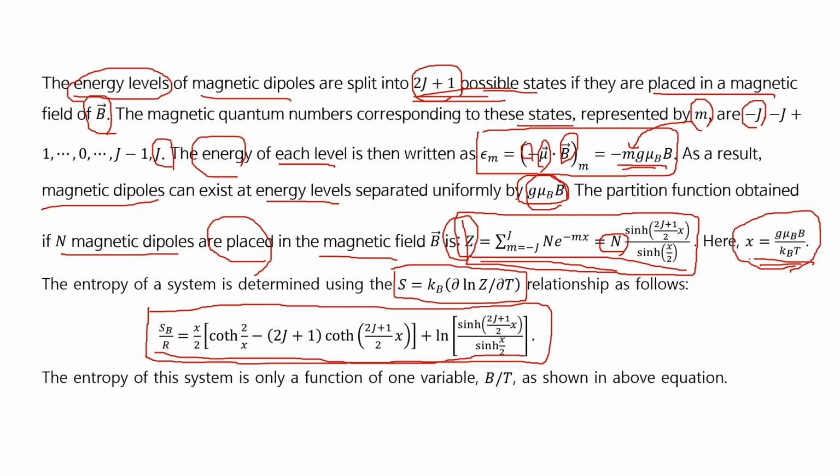So x is a function of B over T. Others are constants. So the entropy of this system is only a function of one variable, B over T, as shown in the above equation. So a function of x only.